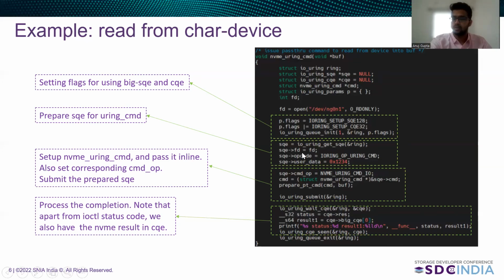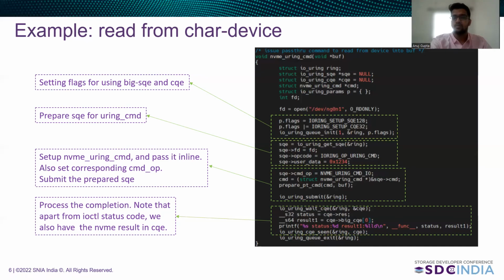So it will set the file descriptor, the io_uring opcode, which is the IORING_OP_URING_CMD in this case. It will set the ioctl opcode, and for the pass-through case, it is NVME_URING_CMD_IO. And as discussed, we don't have to allocate for the command. We can use the inline space available in the big SQE. So we will use that and prepare the pass-through command. Now, after all of this, our SQE is prepared.